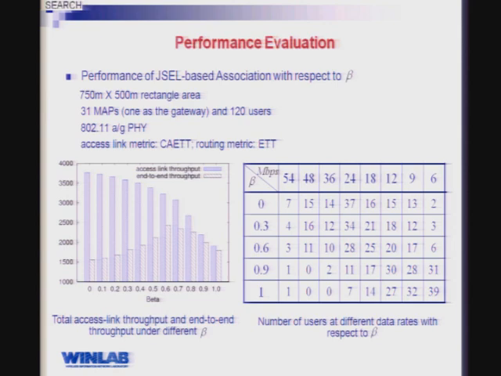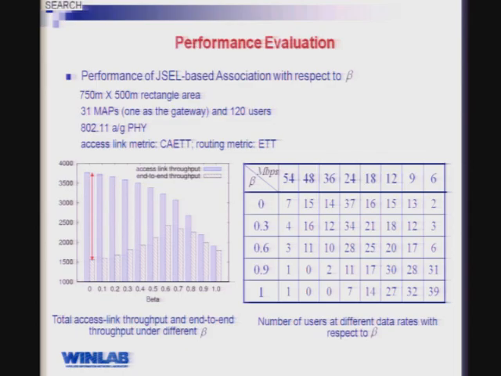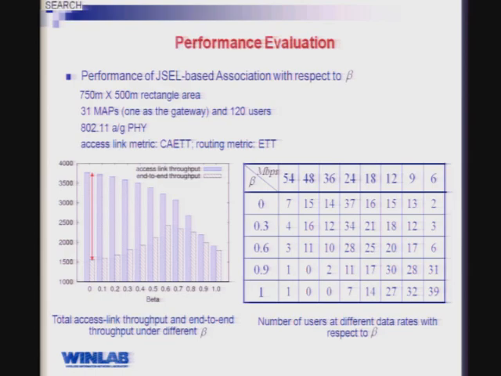So we can see that when beta takes a very small value like zero, we can observe a very high access link throughput. But the high access link throughput does not imply high end-to-end throughput. This means a lot of traffic has been successfully delivered to its associated access point, but gets lost on the backbone due to the poor performance of the wireless path between the access point and the gateway.